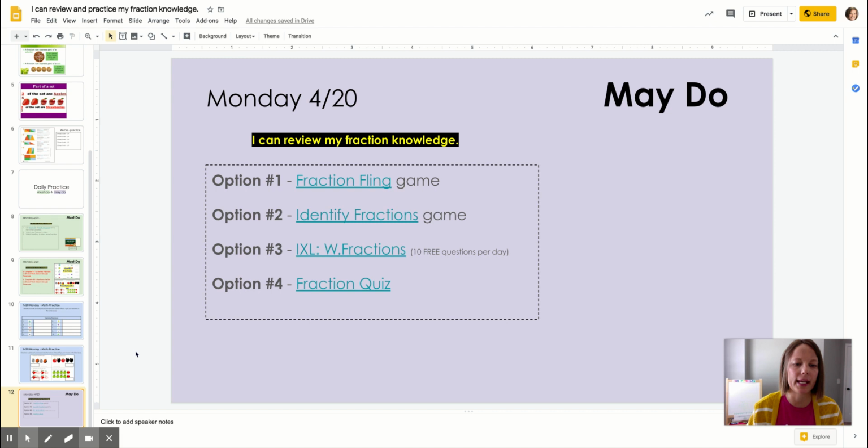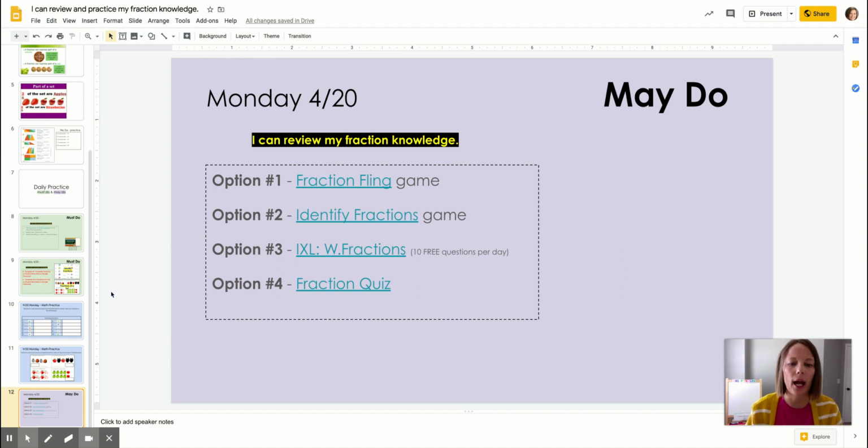For option number 2, again, you are going to identify some fractions by looking at some pictures. Option number 3, we have the option to use IXL. If you have a classroom subscription, you can do as many practice problems as you want under the W section. That's all about fractions. So if you want to go in and choose an identifying fraction section or a little bit more challenging fraction section, go for it. If you do not have a classroom login or a classroom subscription, then you can go on IXL, but you just get 10 free questions a day, and you can just use it to practice your knowledge.